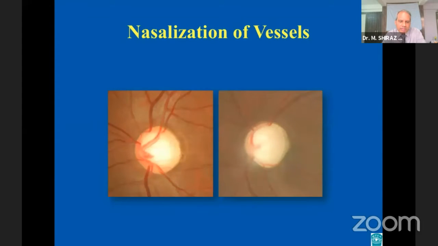Normally, the retinal vessels enter the eye along the nasal border of the optic disc and their branches run along the margins of the disc and cup and then emerge somewhat temporally. With enlargement of the optic cup, the major vessels may show a further nasal shift.